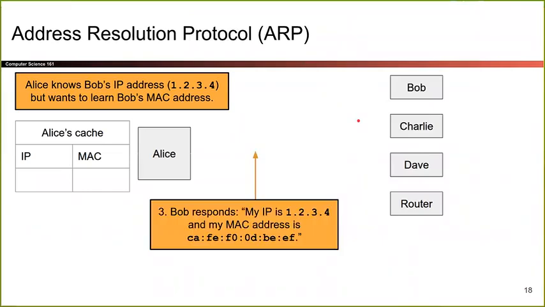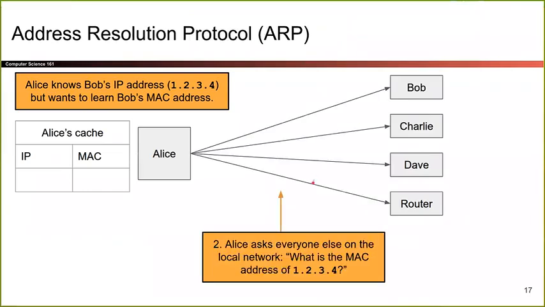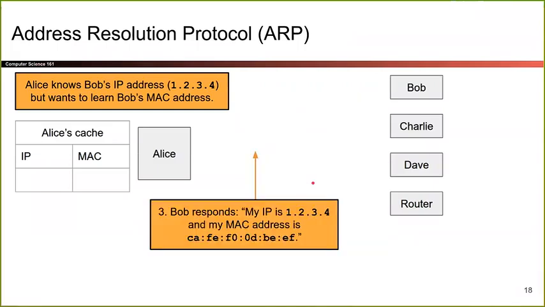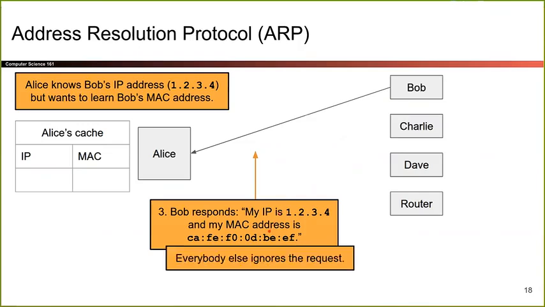Okay, that works. So again, Alice asks everyone on the network, so she just yells, does anyone know this? And then Bob is the only person who should respond because Bob has the IP address 1234. So Bob says, oh, that's me, hello. And then Bob responds with his MAC address. And notice everybody else does nothing because Charlie isn't 1234, Dave isn't 1234, and the router isn't 1234.